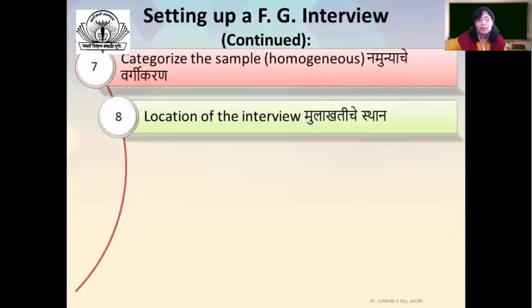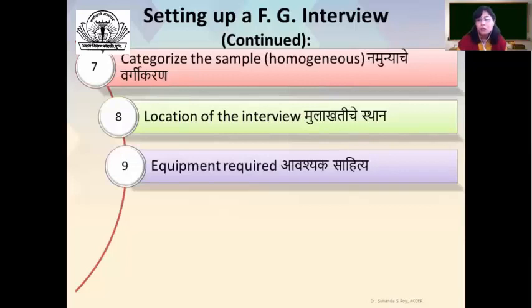Location of the interview is also to be taken into consideration. It should be something which is convenient for the participants, and therefore location of the interview is very important.